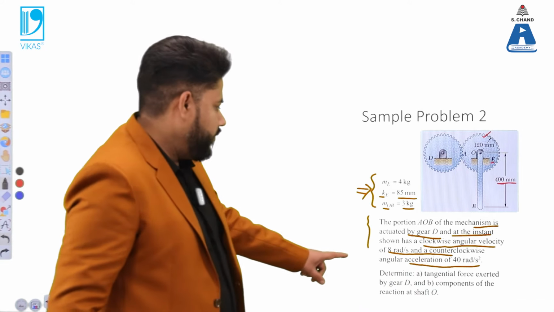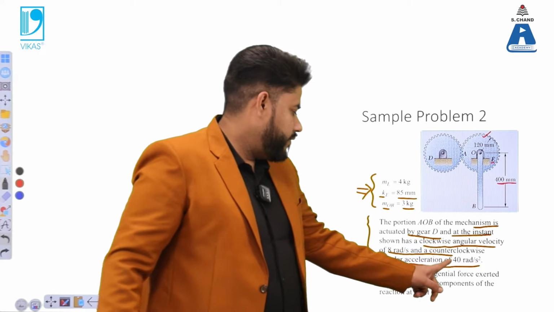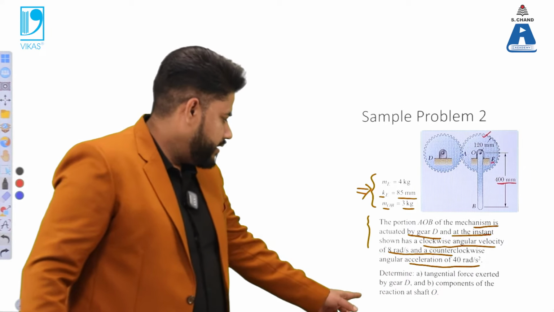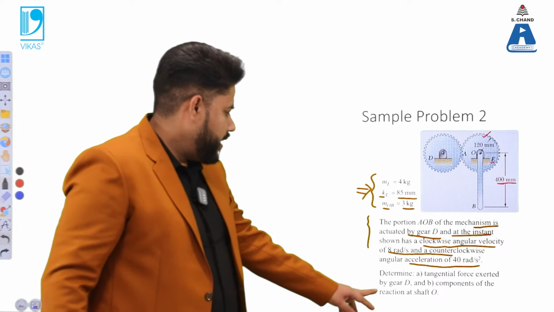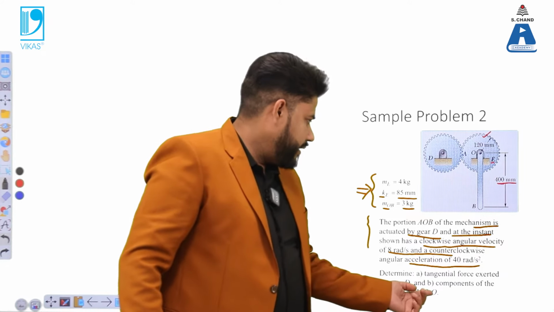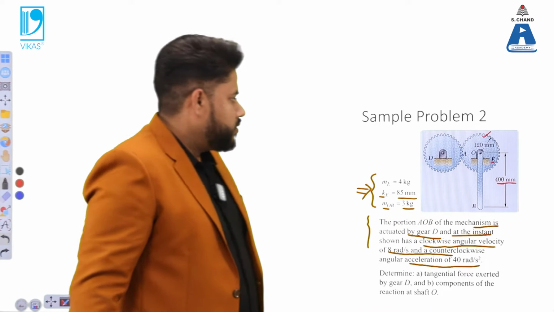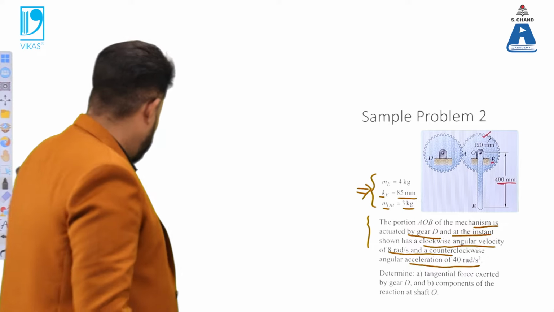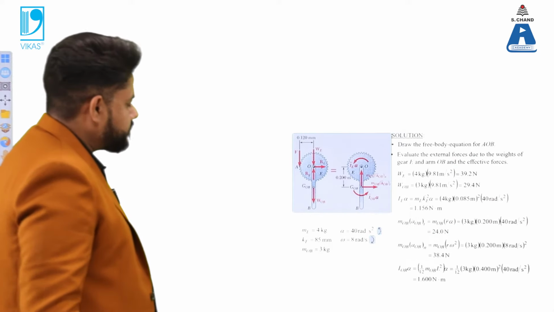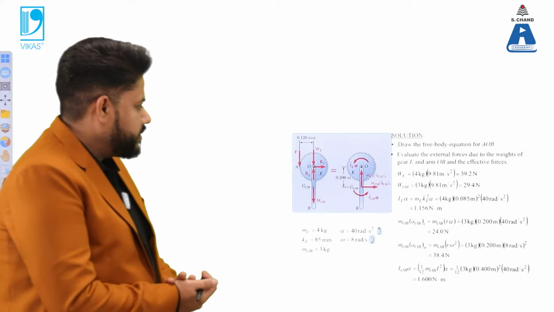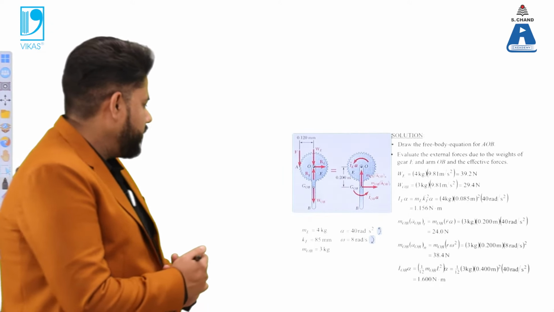So you are given the angular velocity value and the angular acceleration value, and you need to find the tangential force exerted by gear D and the components of the reaction at the shaft O. So you have to find two different cases. How to solve it? You have to draw the free body diagram concerning the same concept.